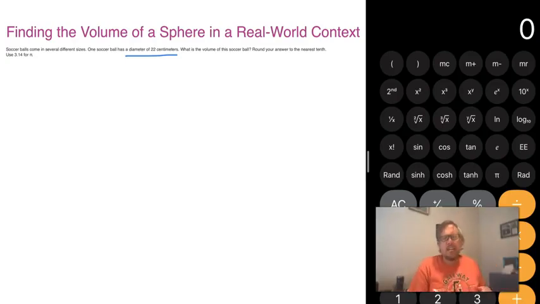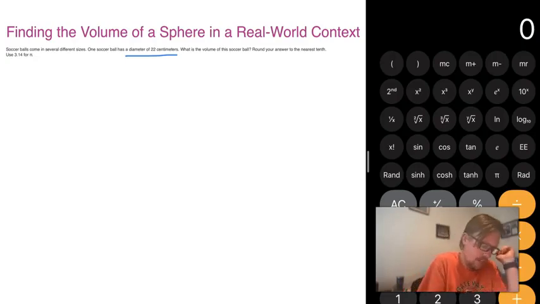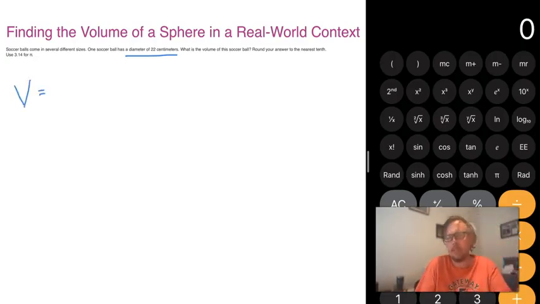Now, if this was a cylinder or especially a cone, I would be tempted to draw a picture, but I don't need to draw a picture for two reasons. Number one, I'm not great at drawing spheres, but number two, I only need one measurement for drawing a sphere.